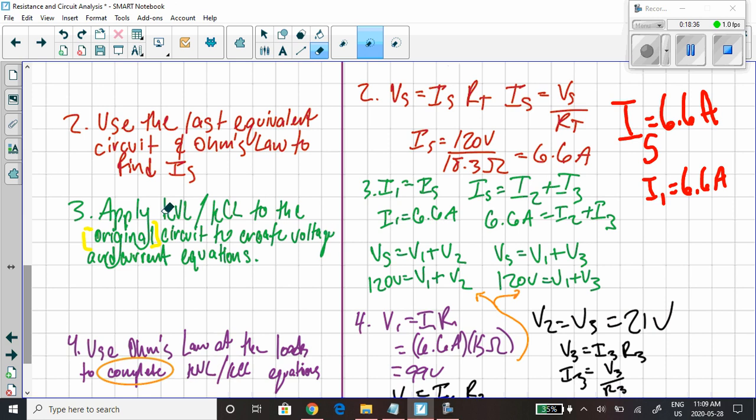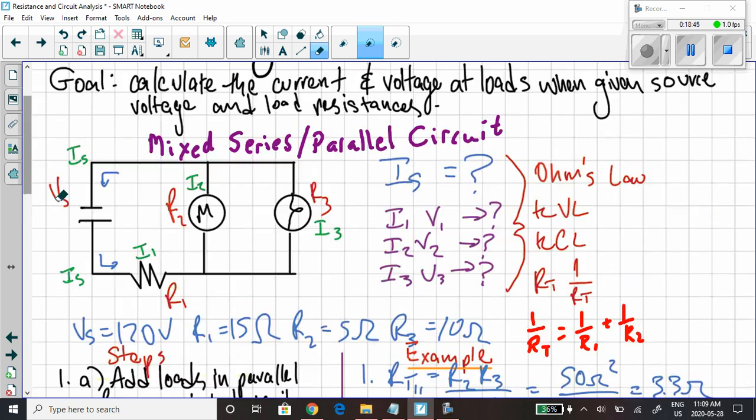Let's apply Kirchhoff's voltage law now. Here we go. Kirchhoff's voltage law says whenever you've got some current leaving the source and it makes a complete path into the circuit and goes back to the source, whatever the source voltage was, it has to be used up on the loads that the current experiences.